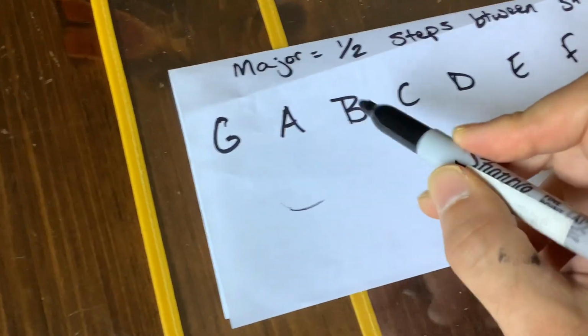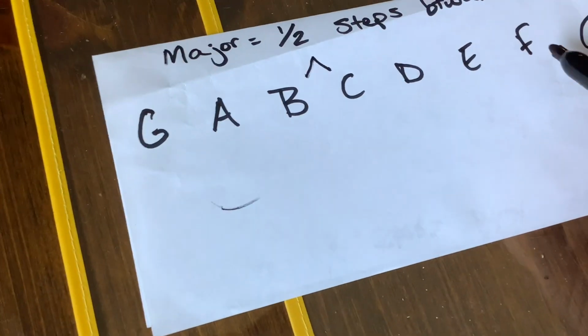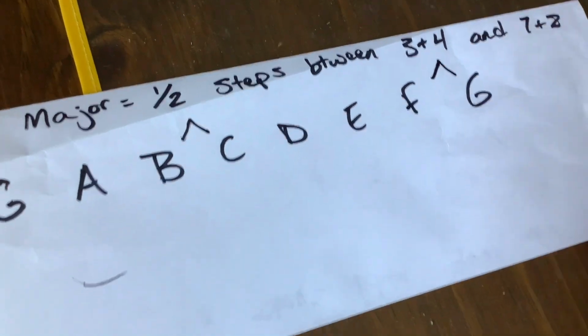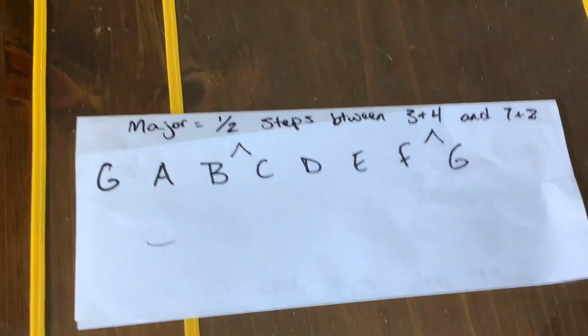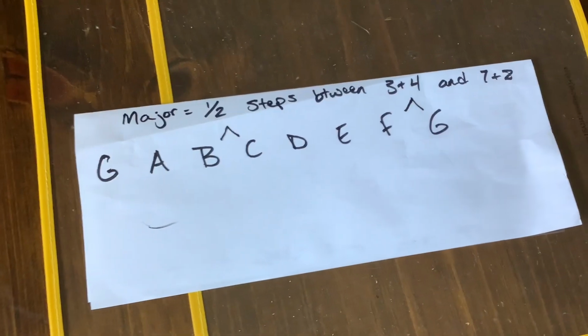So 1, 2, 3, 4. So there's a half step. And then between 7 and 8, 8's the root here, that higher octave. So there's 7 and 8. Now I'm ready to do my work. So let's see if it checks out.